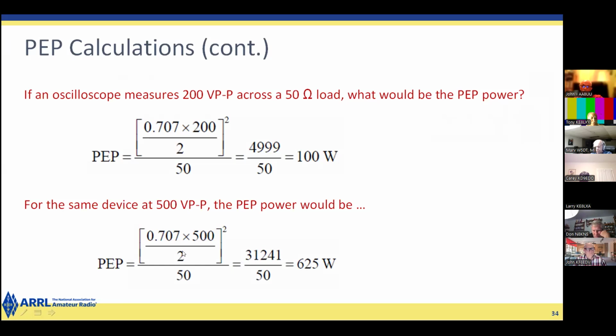Well, anyways, there you go. 0.707 times 500 divided by 2. Square that, and then divide that by 50 to get your 625.